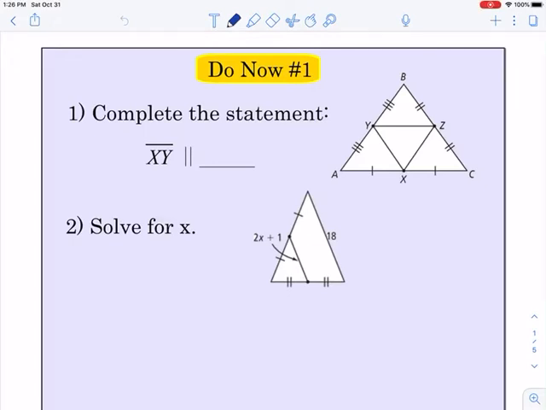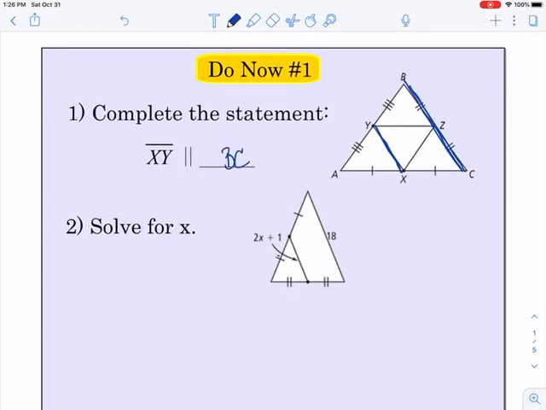For Do Now number 1 for chapter 4, we're going to do 2 separate problems. The first one is to complete the statement, and it's asking which line segment is parallel to XY. So again, this is from yesterday with the mid-segments of your triangle. Here's XY, and that's going to be parallel to the side that's directly opposite it, which in this case is going to be BC.